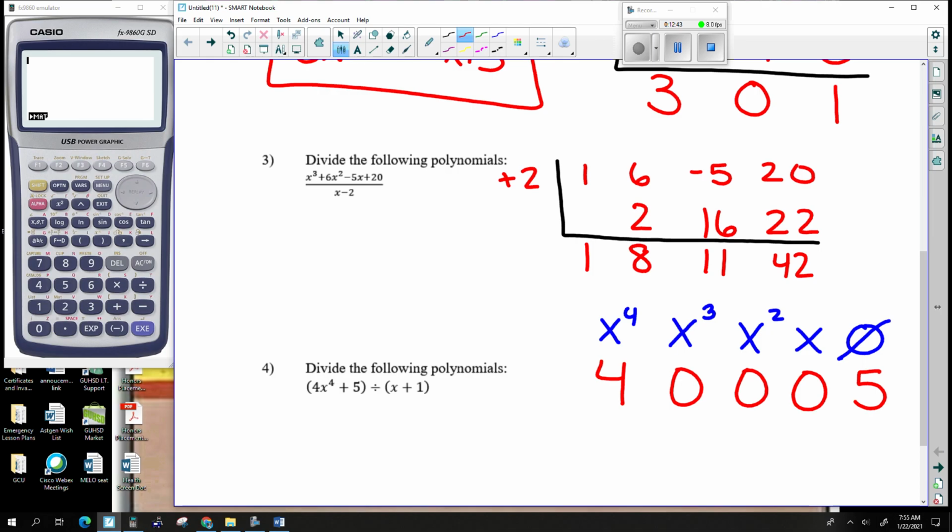Okay, so I ran through the entire process. This original problem was an x to the third, so my answer begins with an x squared. So my answer is 1x squared plus 8x plus 11, right, plus 42 over x minus 2, what I was originally dividing by.